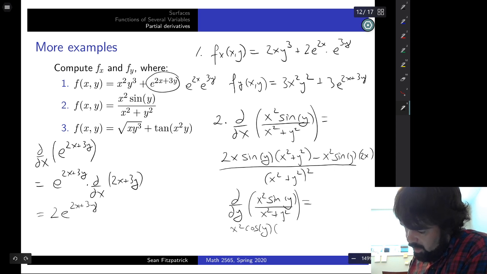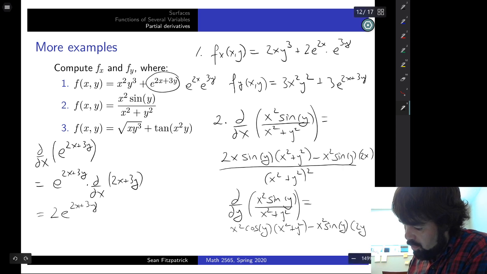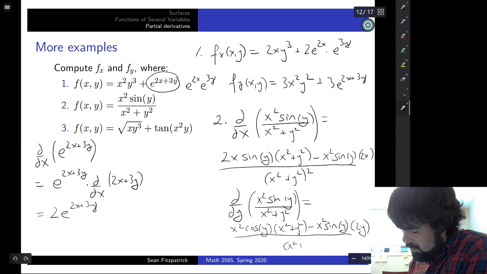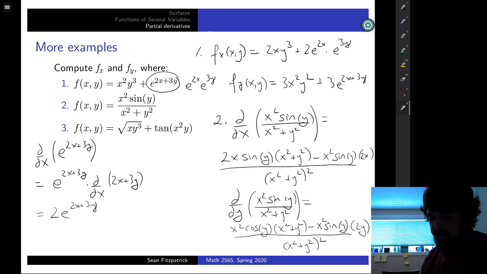That's the derivative of the top times the bottom minus the top times the derivative of the bottom, but this time with respect to y. So the derivative of x squared plus y squared with respect to y gives me 2y this time. And then divide by the bottom squared. Okay. Same kind of idea.